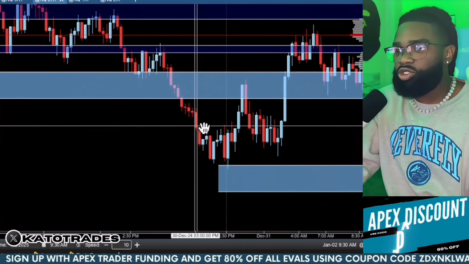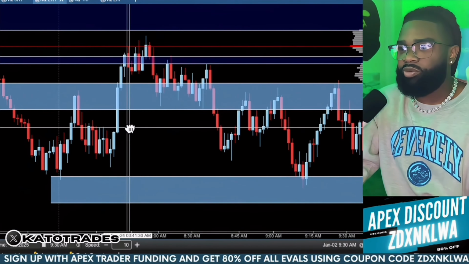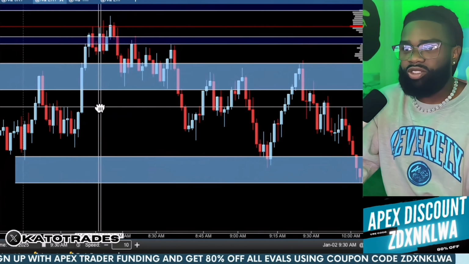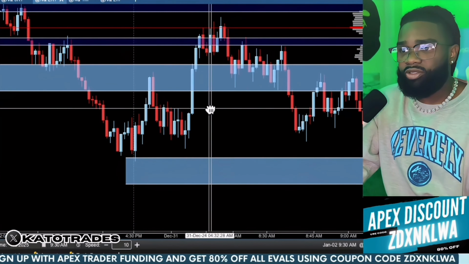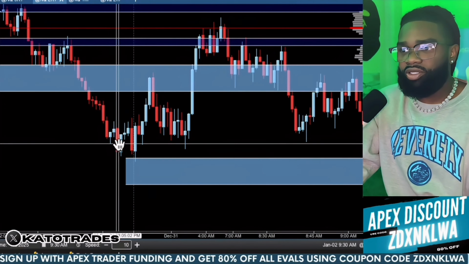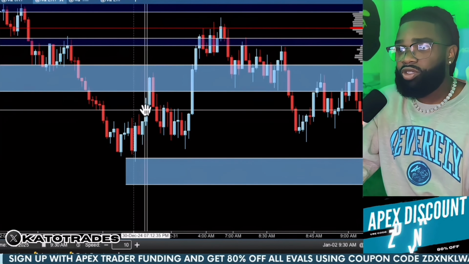And once I get into the shorts, I'm just looking to make it to the next zone that we have, right? So I just want to show you guys a couple of examples here. You see we left this zone here. We went straight to this zone. We came back up.